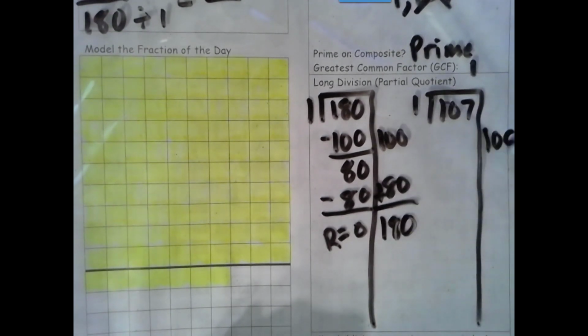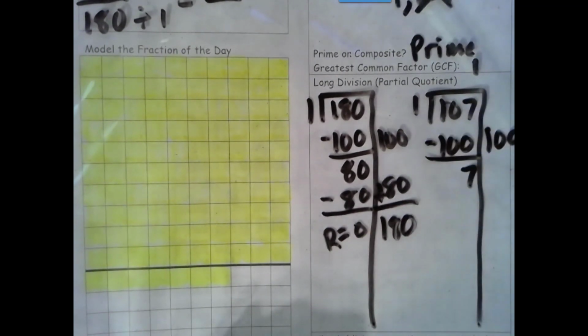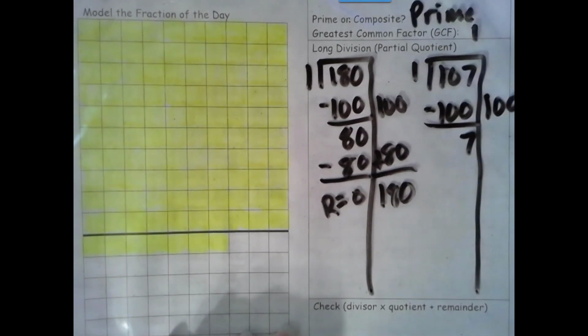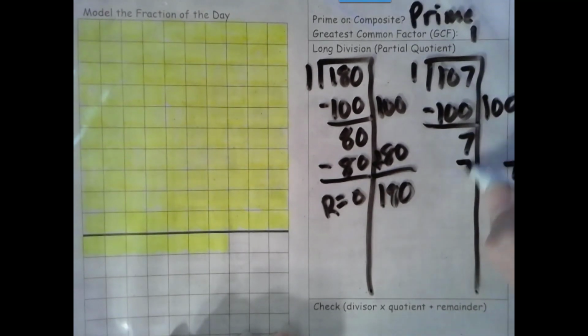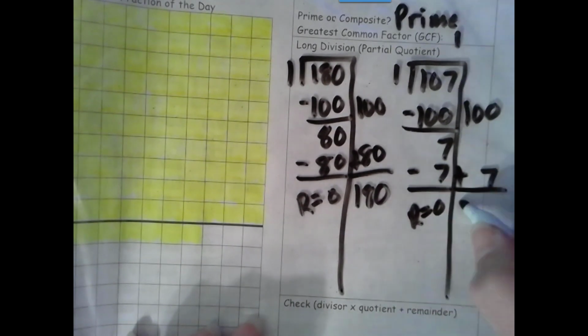Over here, 100 times 1 is 100. More on top, no need to stop. Numbers the same, zeros a game. 7 times 1 is 7. Numbers the same, zeros a game. Add our partial quotients together. 100 plus 7 is 107.